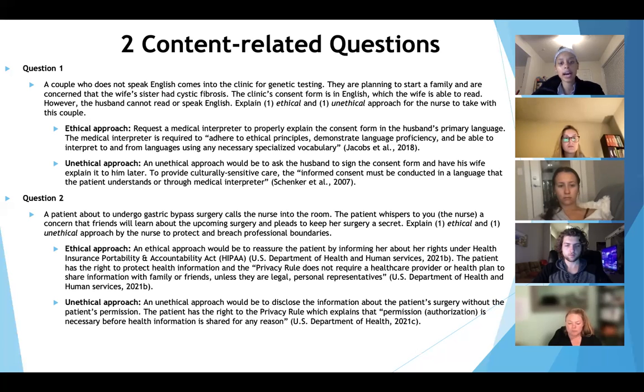And so here we have the privacy rule. It says it does not require a healthcare provider or the health plan to share information with family or friends unless they are legal personal representatives. So this is something that's really important for the nurse to inform her about, because this is a right that the patient has. On the other side of this case, the unethical approach would be to still disclose information about the patient's surgery and essentially ignore the fact that the patient must authorize any information to be shared. So this is really important, again, just educating patients about their rights and knowing that they really are protected under HIPAA.